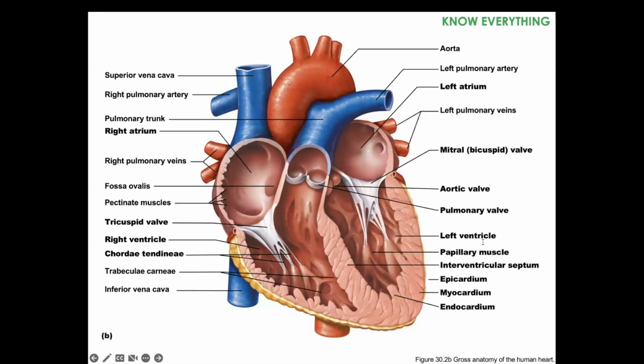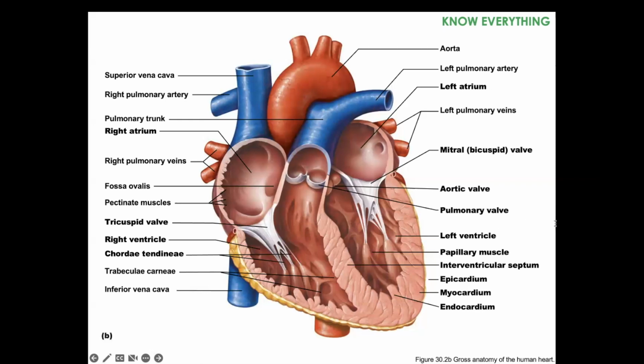The same thing happens in the left atrium and left ventricle. Blood returning to the heart from the lungs will pull into the left atrium via the pulmonary veins. Once full, the left atrium will push the blood down into the left ventricle through the mitral or bicuspid valve.